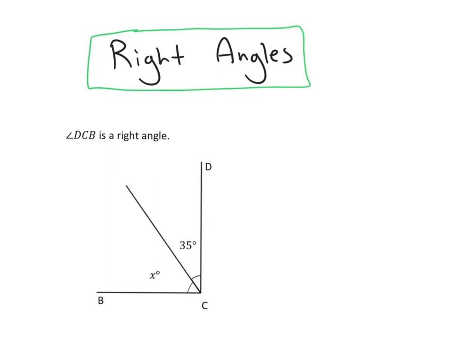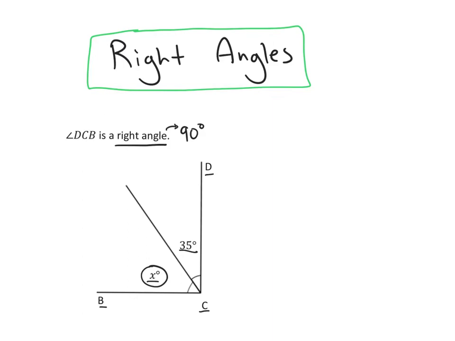We see in the problem that angle DCB is a right angle. So from D to C to B, that means this whole thing right here is a right angle. What's happened is this right angle has been split into two different angles. The first angle is 35 degrees, and the second angle is unknown. We don't know how many degrees it is. So we're going to use our understanding of right angles to figure out x, what this mystery degrees is. And we know that right angles are 90 degrees.